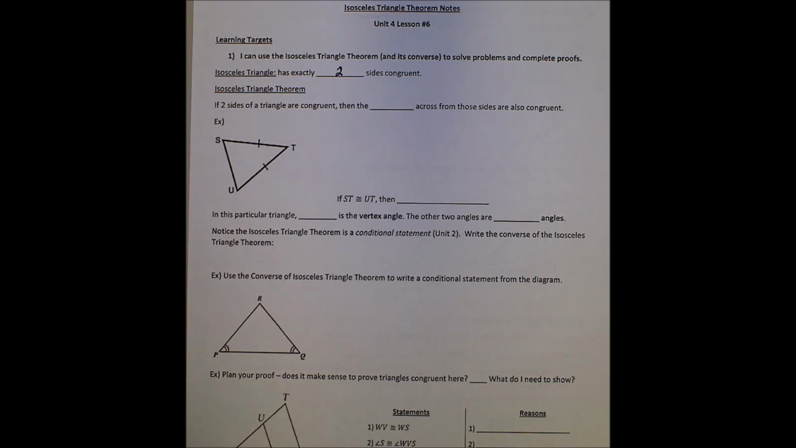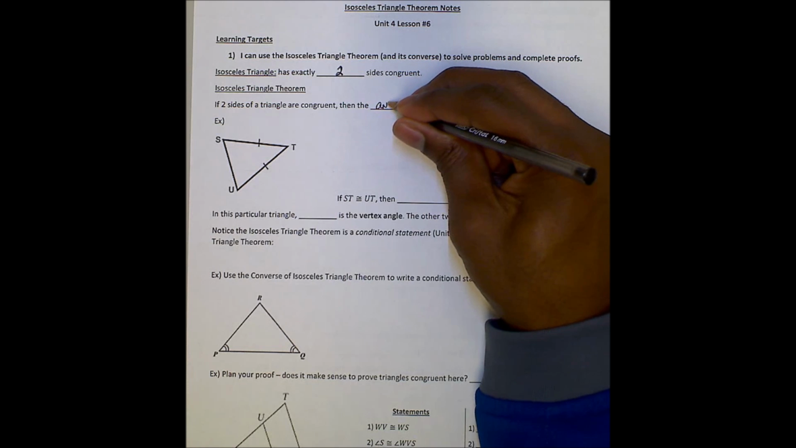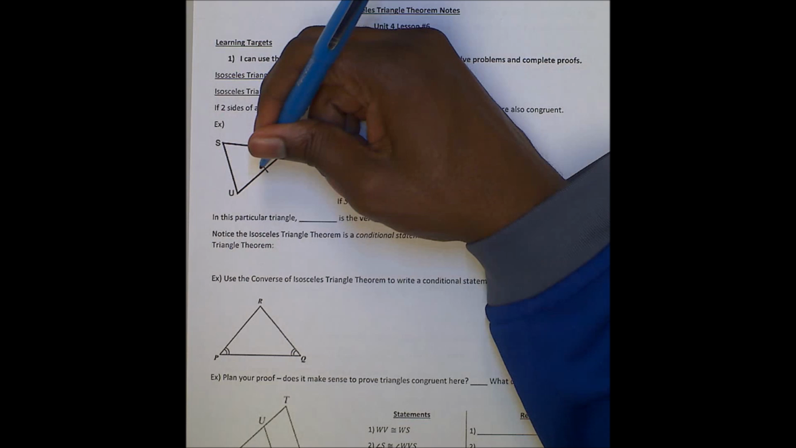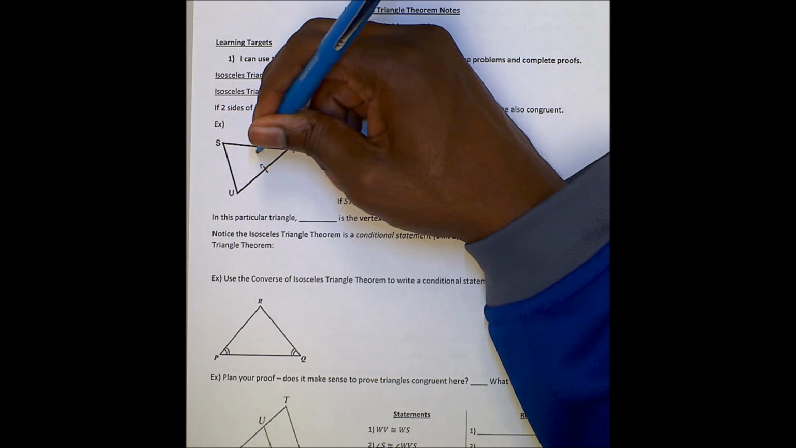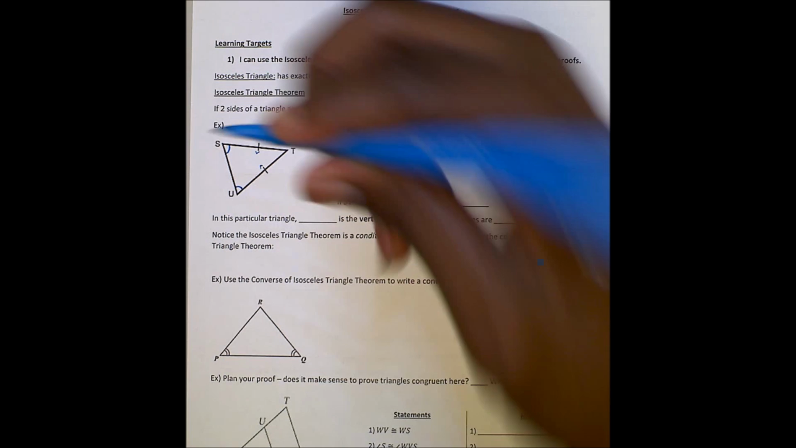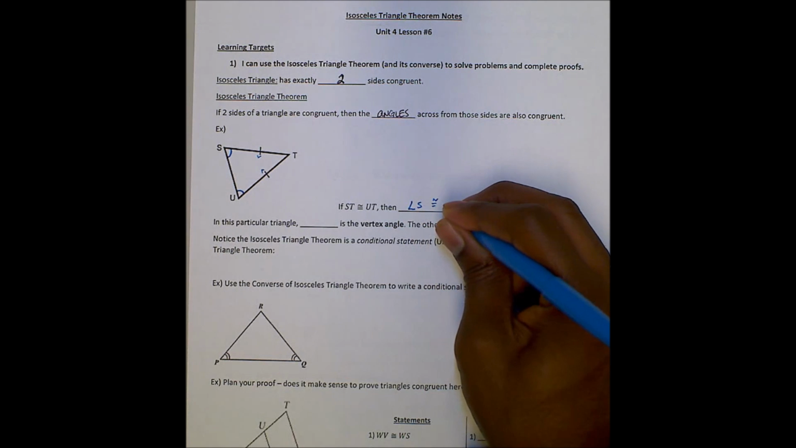The isosceles triangle theorem says if two sides of a triangle are congruent, then the angles across from those sides are also congruent. So in this diagram we see that ST is congruent to UT. It's an isosceles triangle, and so the angles across from it, and I always just kind of imagine arrows here, pointing to those angles that should be congruent, are also congruent. So angle S is congruent to angle U.